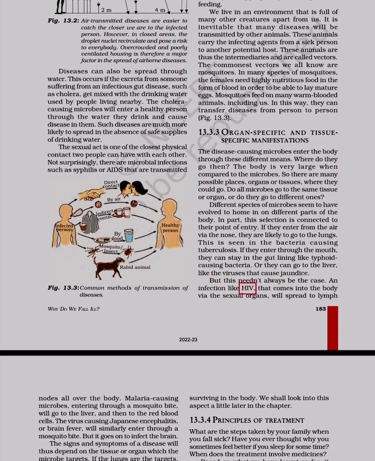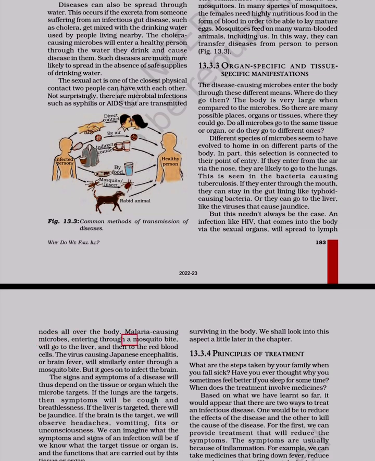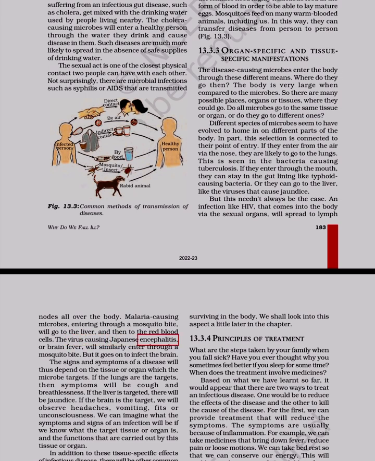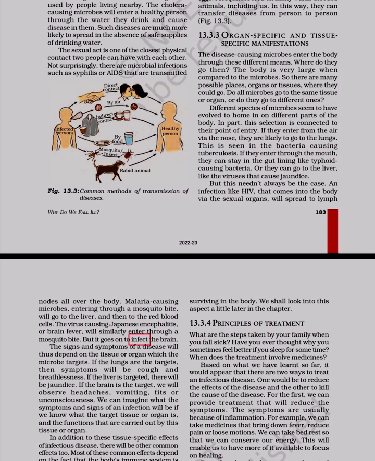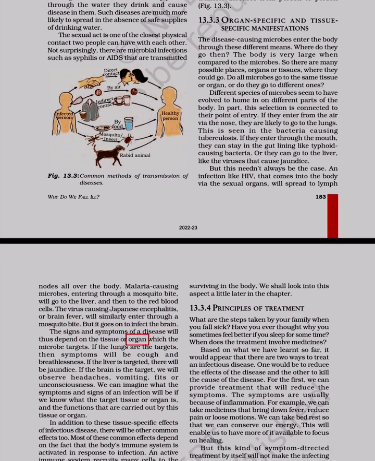An infection like HIV, that comes into the body via the sexual organs, will spread to lymph and tissue nodes all over the body. Malaria-causing microbes, entering through a mosquito bite, will go to the liver, and then to the red blood cells. The virus causing Japanese encephalitis, or brain fever, will similarly enter through a mosquito bite, but it goes on to infect the brain.